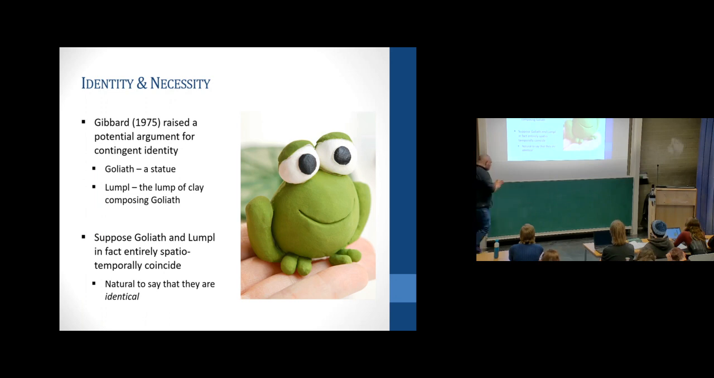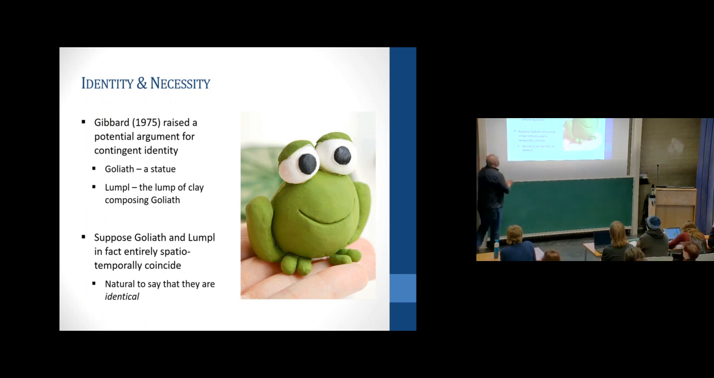So here's the argument. You have a statue and some clay. We'll call the statue Goliath. Goliath is a statue. It has certain shape properties. It plausibly has certain aesthetic properties, whatever. Then we'll have Lumble. Lumble is the lump of clay composing Goliath. So Goliath is my beautiful frog, and Lumble is the clay that I've molded to get Goliath. We're just giving them names.